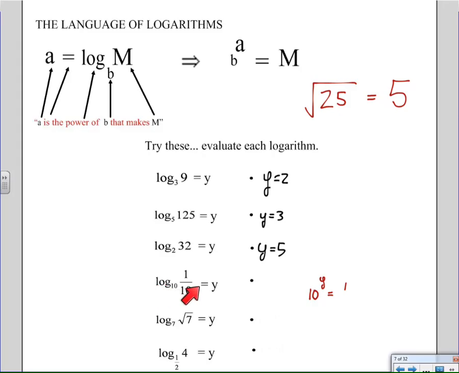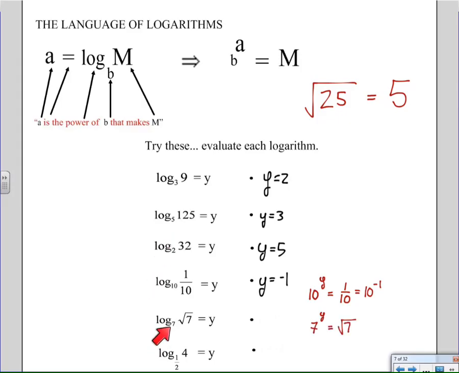But sometimes I get my head crossed and it gets a little confusing. So one of the tools that you have is the ability to invert the expression into something a little more familiar. I like the exponential form because I've been working with that more. So when I see log base 10 of 1/10 equals y, I remind myself that y happens to be the exponent on 10 that produces the number 1/10. I remember that 1/10 is really 10 to the negative 1, so the exponent on 10 that gives me 1/10 is negative 1. So y is negative 1.